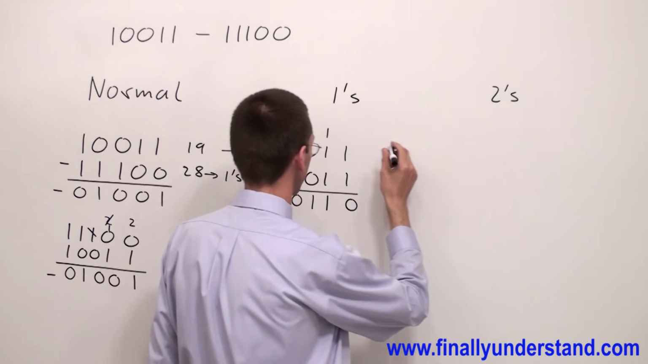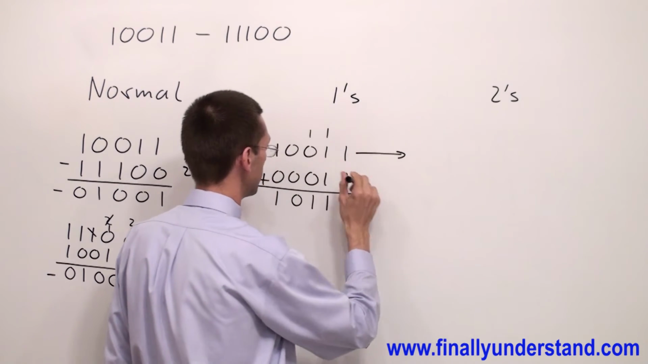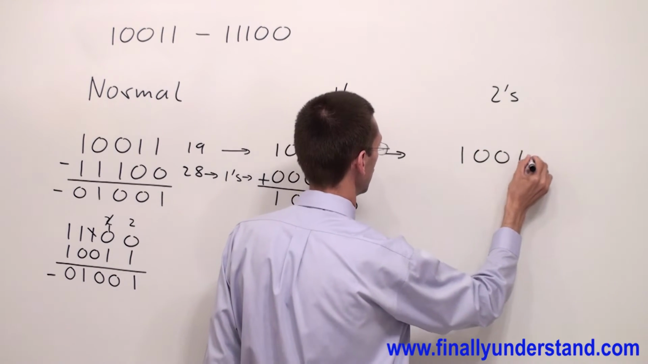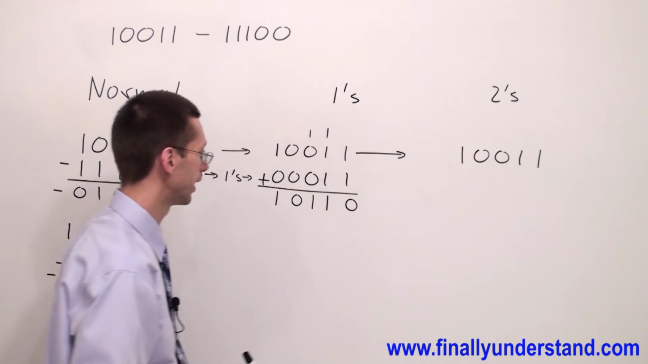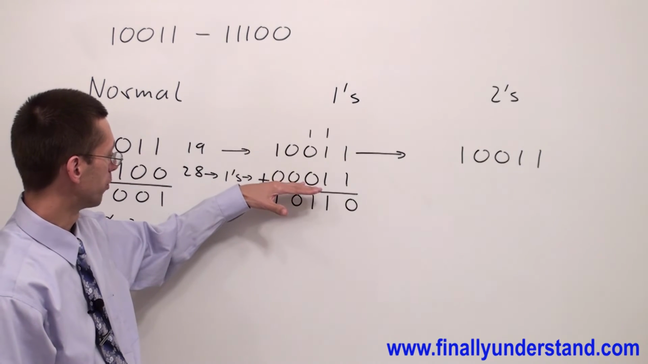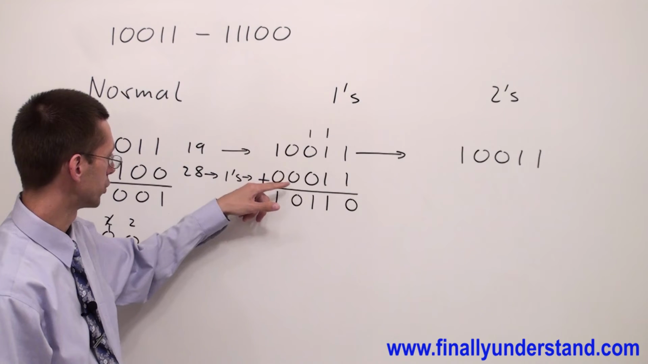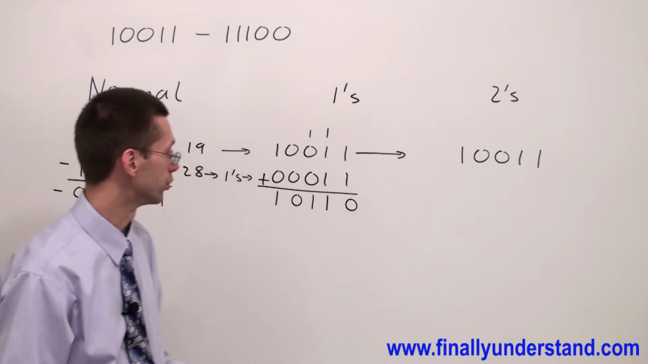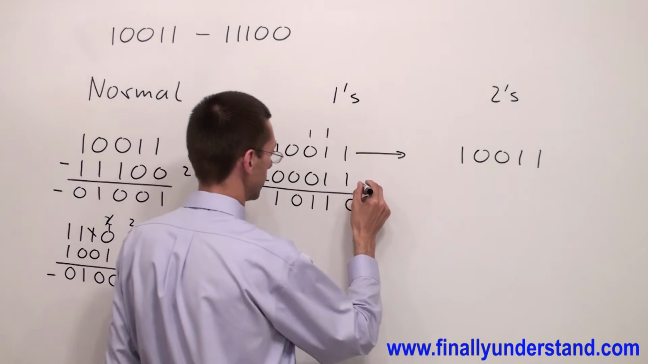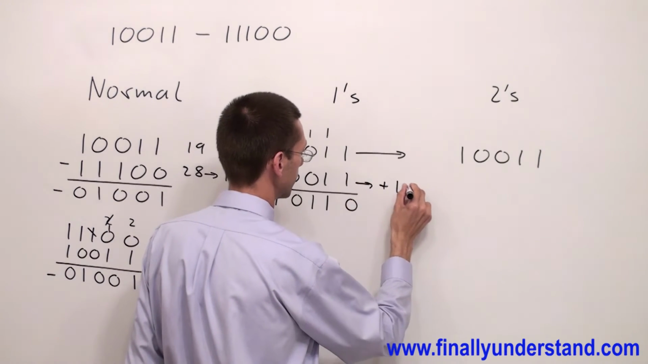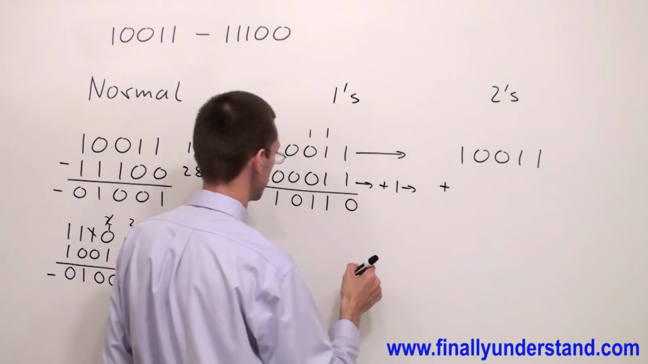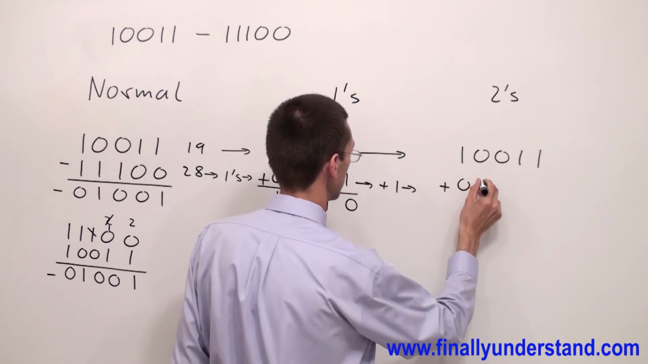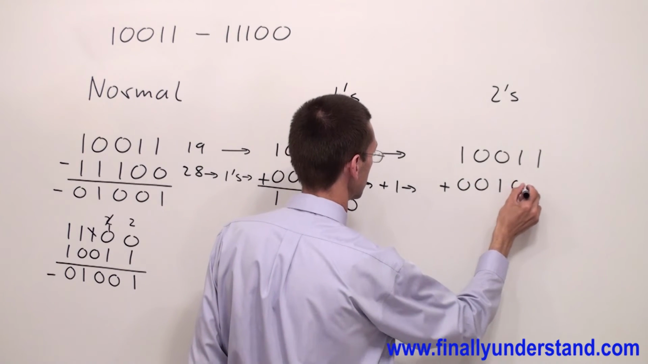Now, 2's complement. Again, you're supposed to copy down the top number, and you are going to have 1, 0, 0, 1, 1, and you're supposed to find the 2's complement of this number. This one is already 1, so in order to find the 2's complement, you're supposed to add 1 to the 1's complement. It means you have to add 1. Of course, this is going to be addition. So I'm going to have 0, 0, 1, 0, 0.